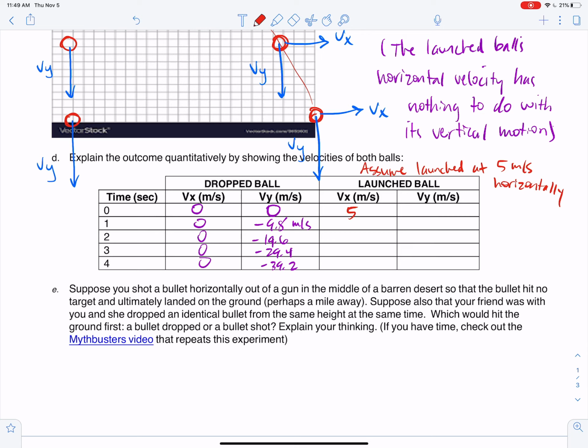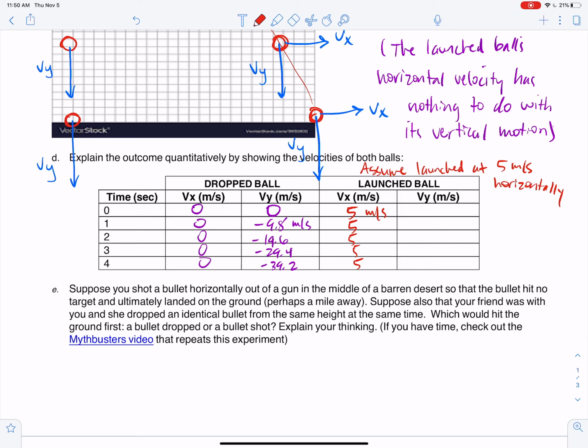And then 1 second later, the horizontal velocity would still be 5 and would remain 5 the whole journey, because it's not accelerating in the horizontal direction. Gravity does not act horizontally on the ball. It only acts vertically, okay? And if we're ignoring air resistance, there are no horizontal forces on the ball as it falls.